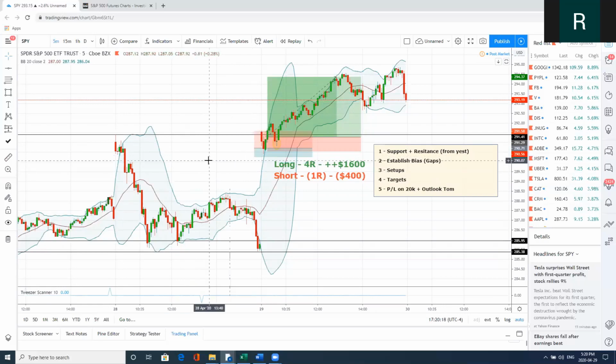And I'm going to go through the setups for longs, and I'm going to talk about what the shorts could have done today if they still wanted to take another attempt.